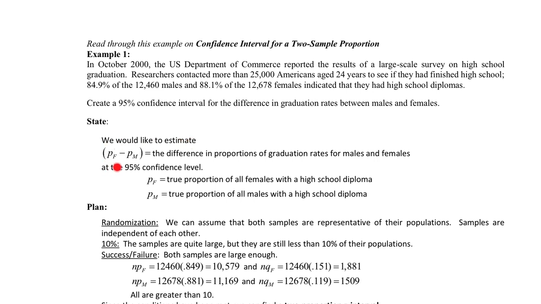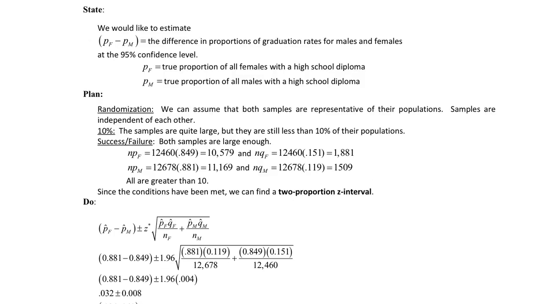We'd like to estimate the difference. So P of F, we're using that for females. Now notice we define it here. What is PF? What is PM? We want the difference of proportions of graduation rates. In the plan, we can assume both samples are representative of their populations. So we're assuming that. That's one way to say that you're assuming there's some randomization going on there.